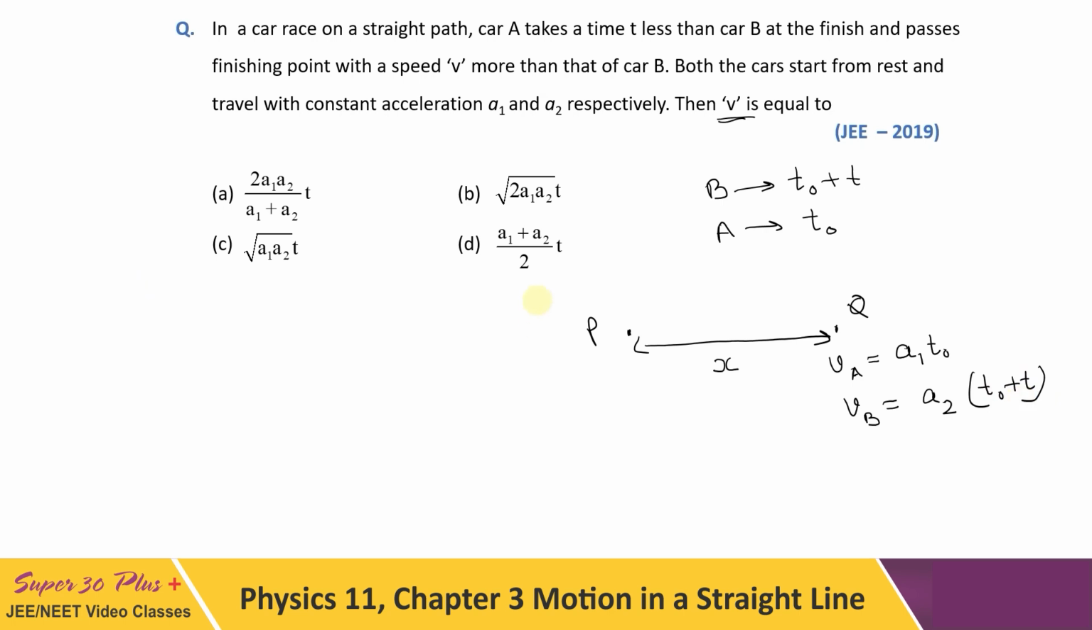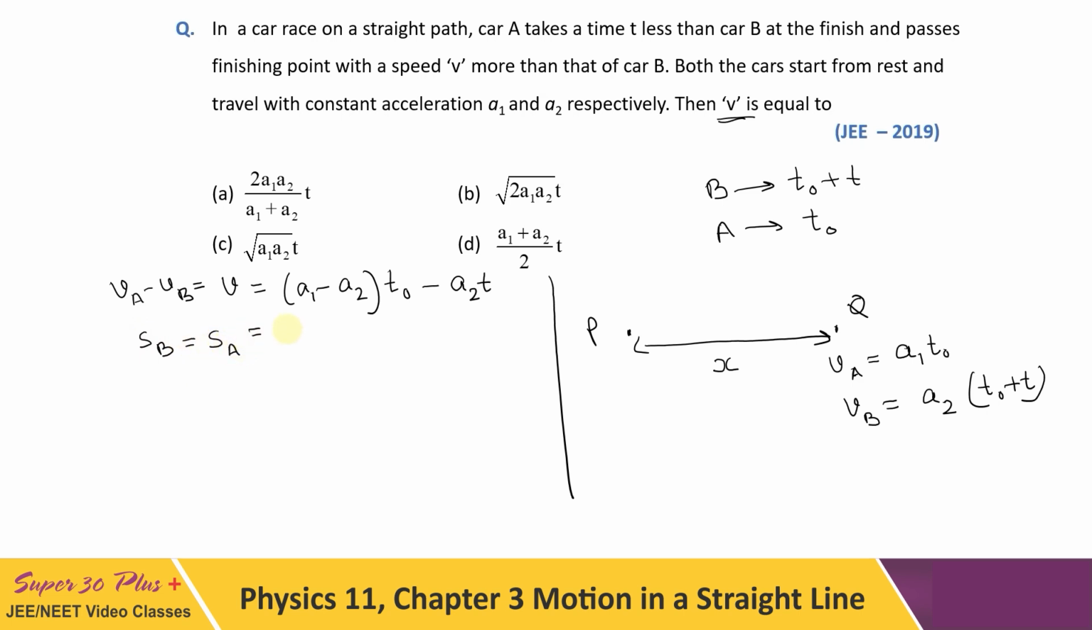Now we can write VA minus VB is equal to V, and it is equal to (a1 minus a2), which is the relative acceleration, multiplied with t0 minus a2t. And distance travelled is the same. So SB has to be equal to SA.